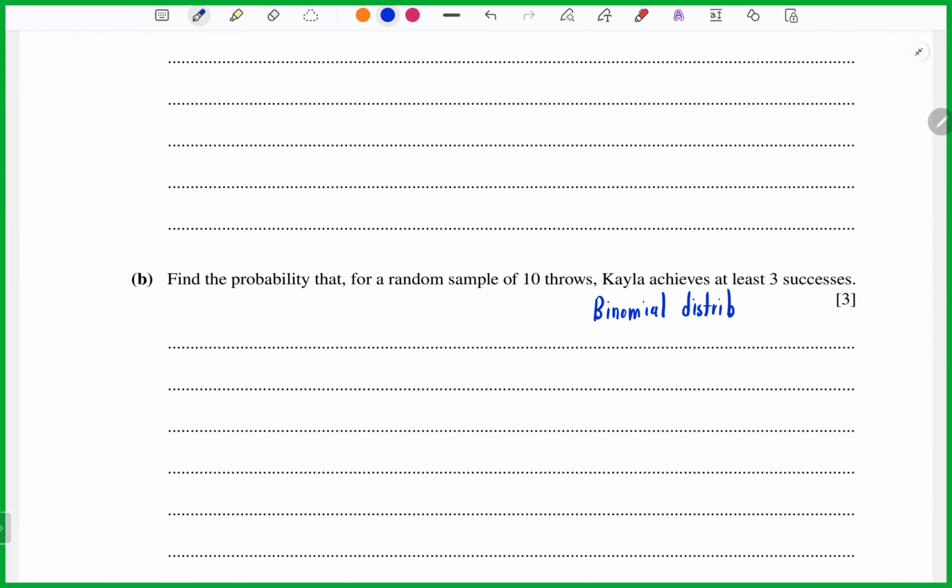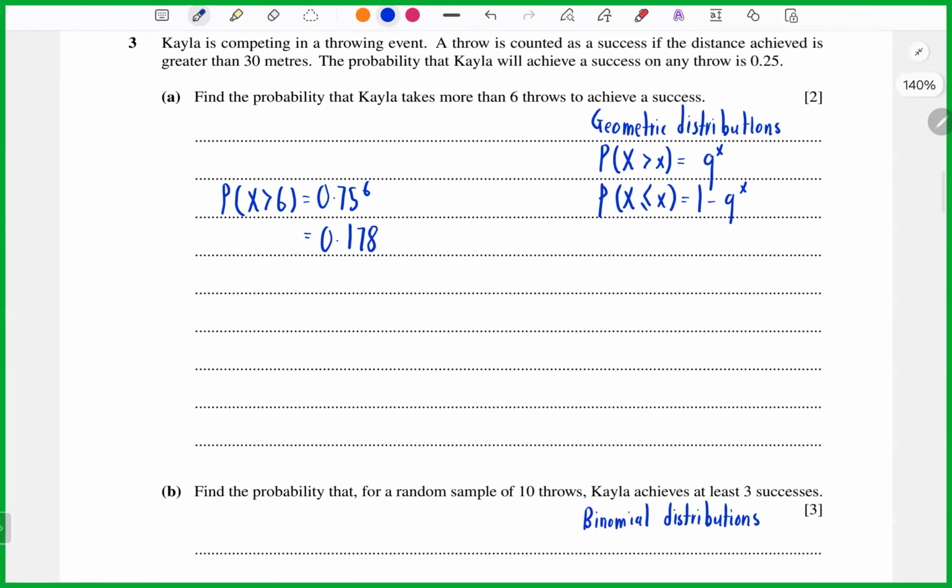distributions. So I hope you know how to define it, because when you see the keywords random sample of the 10 throws, you see the sample, right? So we will apply the binomial distributions.